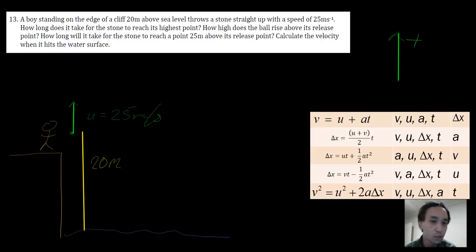How long does it take for the stone to reach the highest point? Now, if we want the highest point, there's a few things that we want. The highest point in the first place means that v has to equal 0. And let's just solve this first part first, because it looks like there's quite a few question marks in this question. So u is equal to 25. We want it to go straight up. And what else do we have? So we got u, v, and, well, if you want the highest point, you want x, right? So x is unknown.